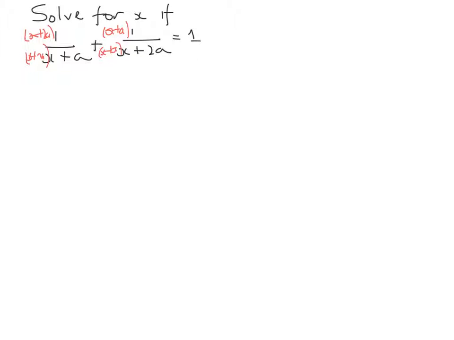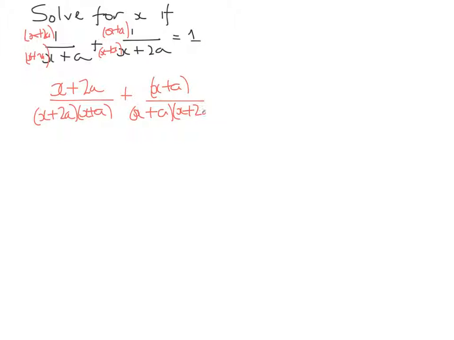So if I do that, I'll get x plus 2a up there, and on the bottom I'll get x plus 2a and x plus a, and on this one I'll get x plus a and x plus a on x plus 2a.